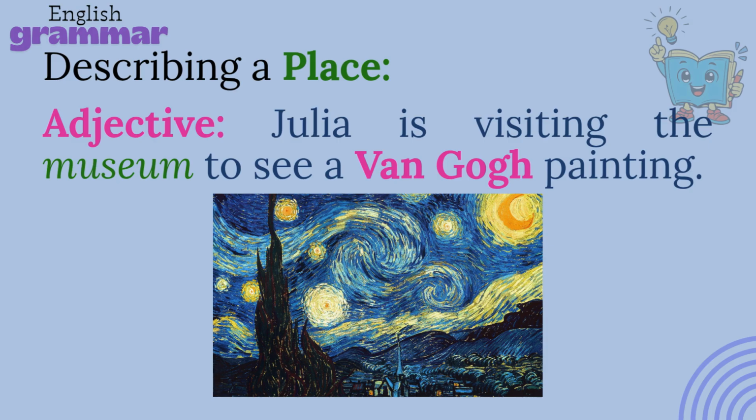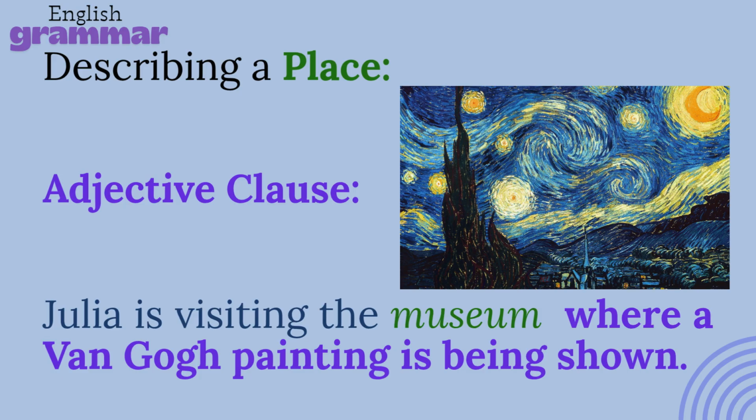Did you know you can also use where to describe a place? Watch this. Adjective, Julia is visiting the museum to see a Van Gogh painting. Adjective clause, Julia is visiting the museum where a Van Gogh painting is being shown. The clause, where a Van Gogh painting is being shown, acts as a giant adjective describing the museum.